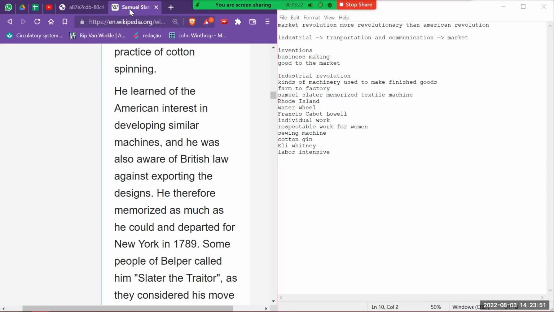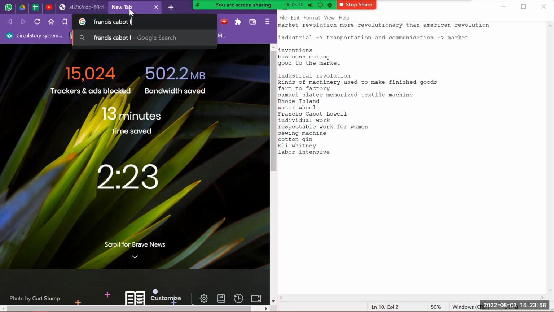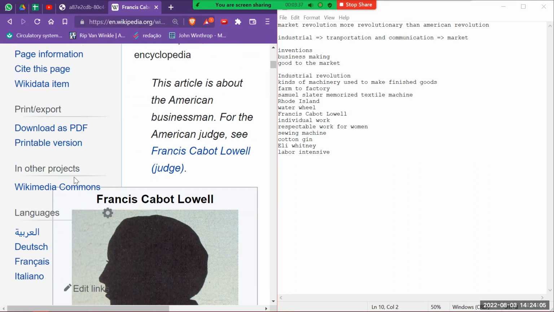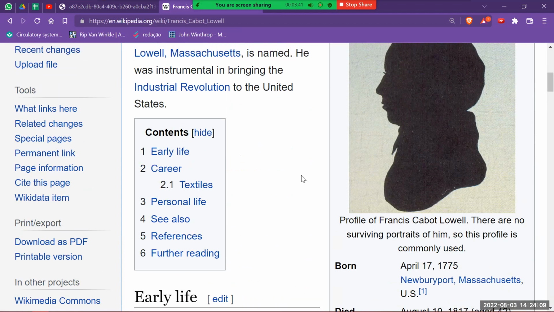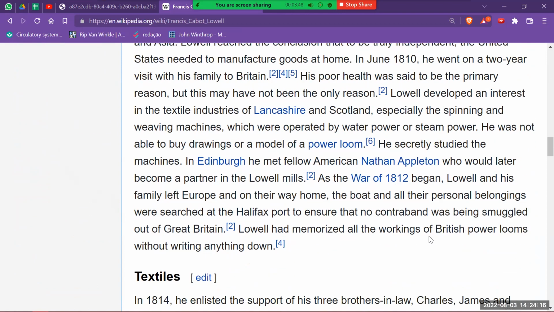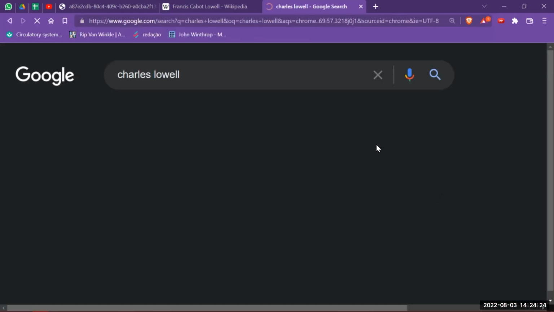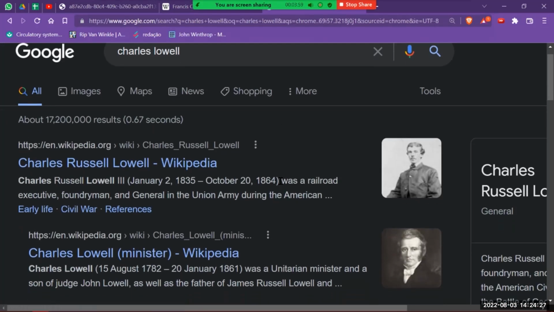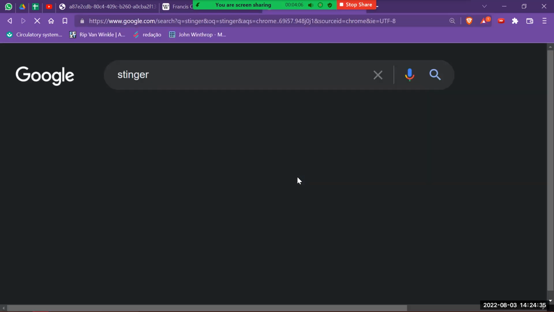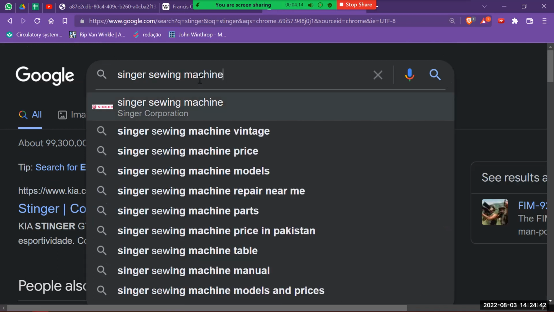Also, Francis Cabot Lowell. At first I said Charles Lowell, but it's Francis Cabot Lowell. There are no surviving portraits of him. He made the sewing machine, and later Singer, which is very famous, just made it better. But who made the sewing machine first was Francis Lowell.